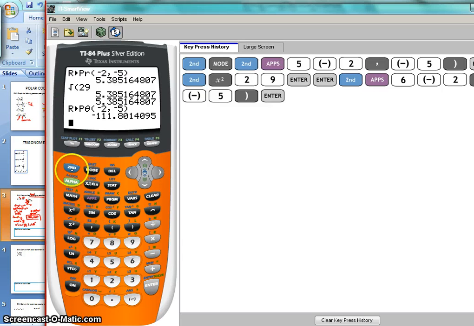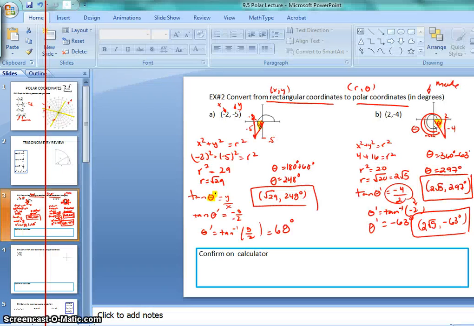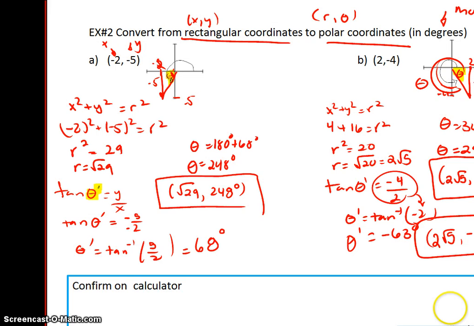Okay, so jot down these notes. Remember, it's the second angle menu, and we did option 5 and 6 for this to convert from rectangular to polar. So jot that down in your slides here. Okay, so let's move on to the next, and we're going to convert the other way.